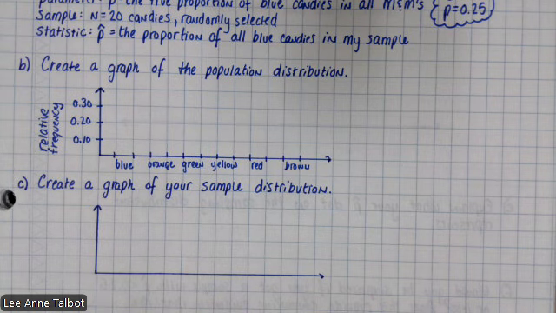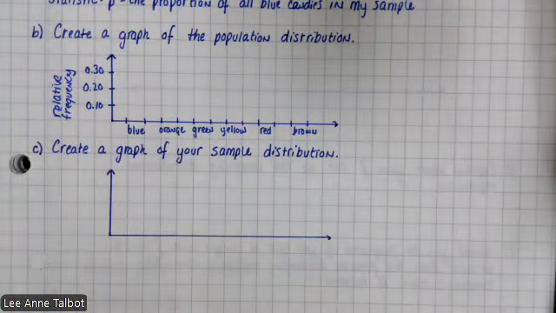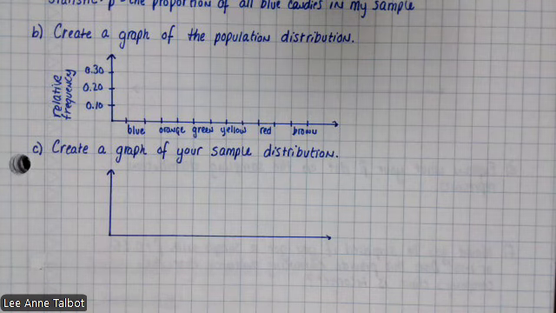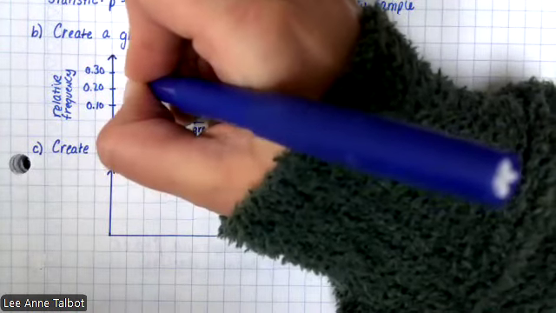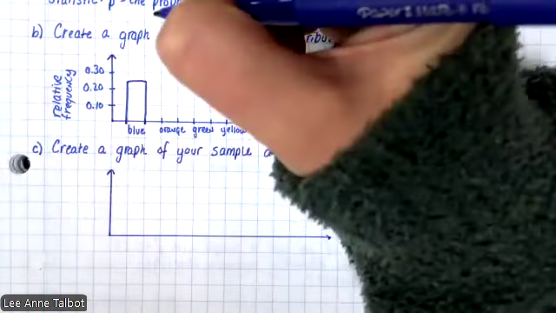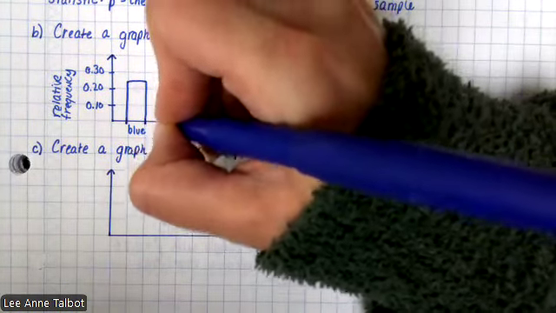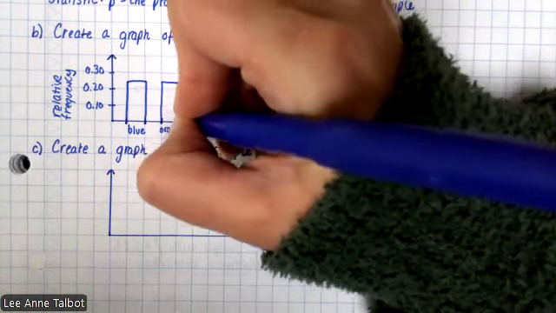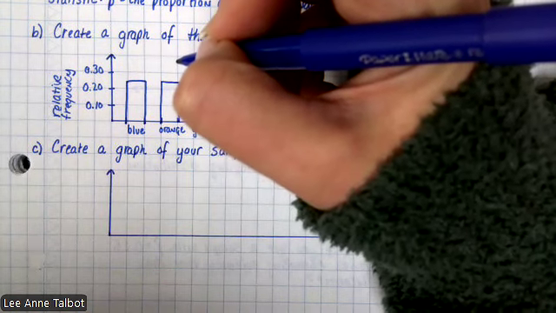Okay, most of the time you're not going to be able to make a graph of the population distribution. Most of the time you're not going to know. We have a claim from the company this time though, so we can estimate it with the claim. Blue said it was 25%, correct? So 25% blue, 25% orange. And then all the rest are 12.5.